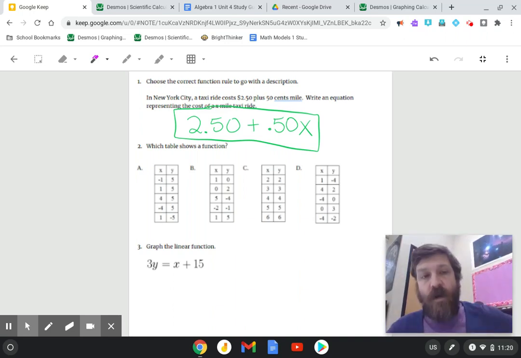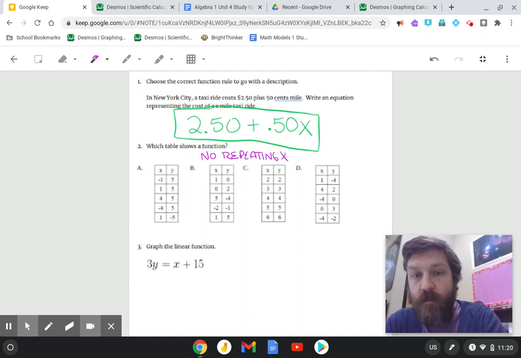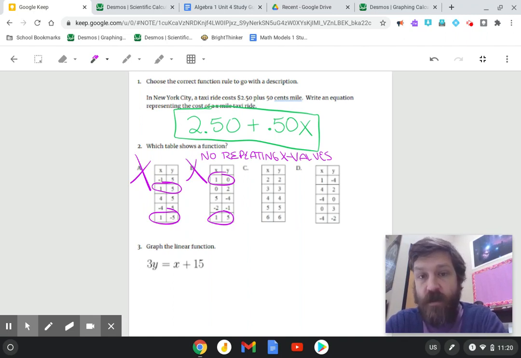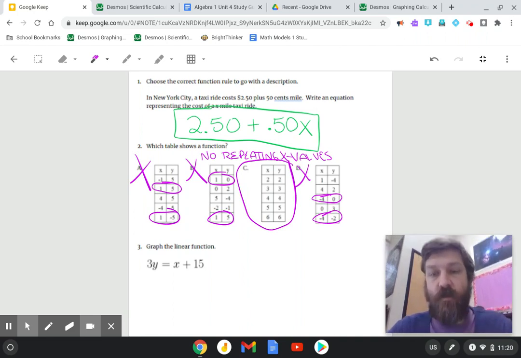Next one, which table shows a function? This is a very simple thing, but in order for it to be a function, there needs to be no repeating x values. So we need to look and see that there are no repeating x values. For instance, in this first table, I have (1, 5) and (1, -5). That automatically rules that out. Second one, (1, 0), (1, 5). That rules that out. Third one, 2, 3, 4, 6. No repeats. That's probably it. Fourth one, it looks like I have -4, 0 and -4, -2. That's no good. So then answer choice C would be the table that shows a function.